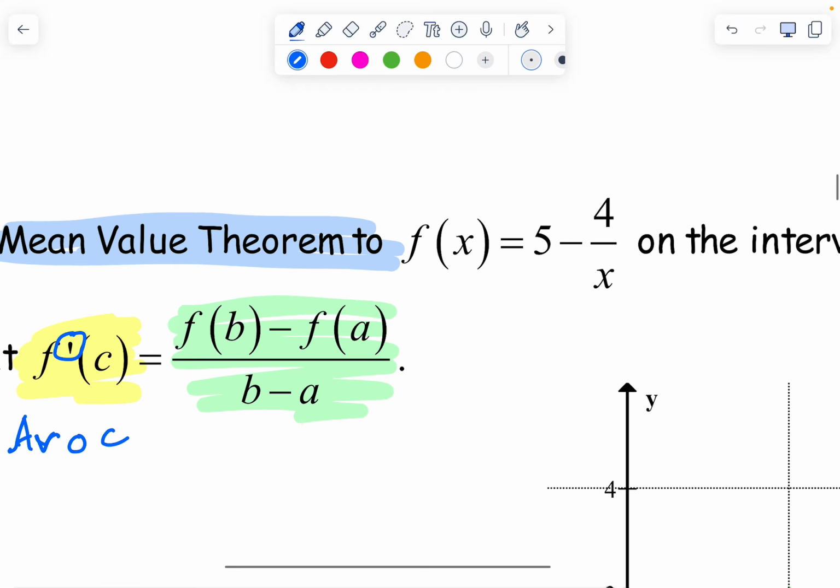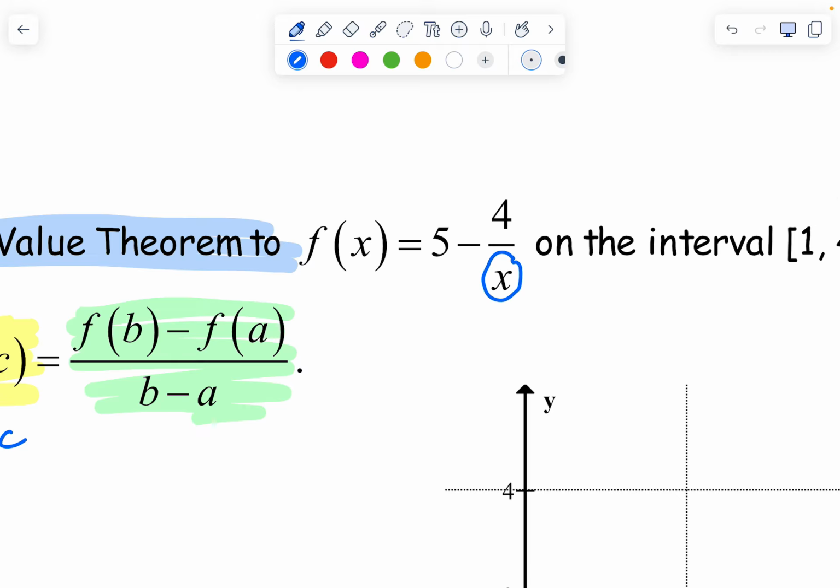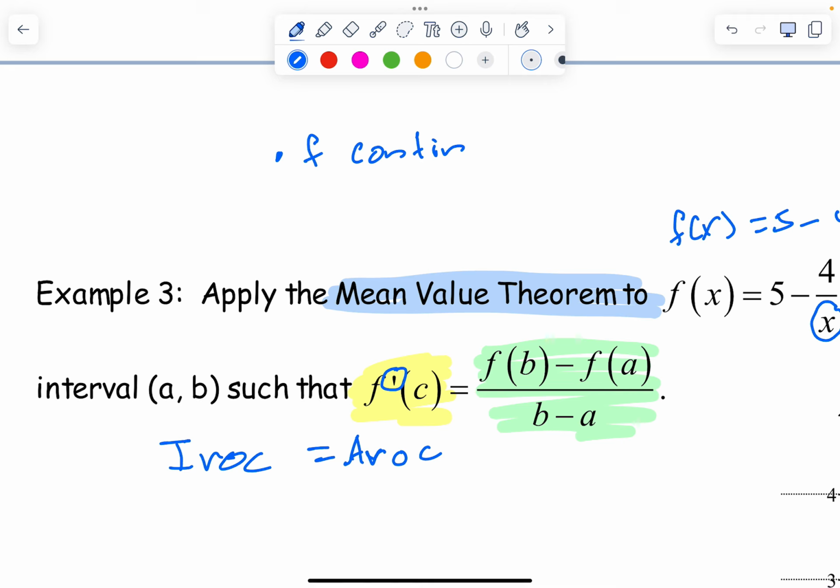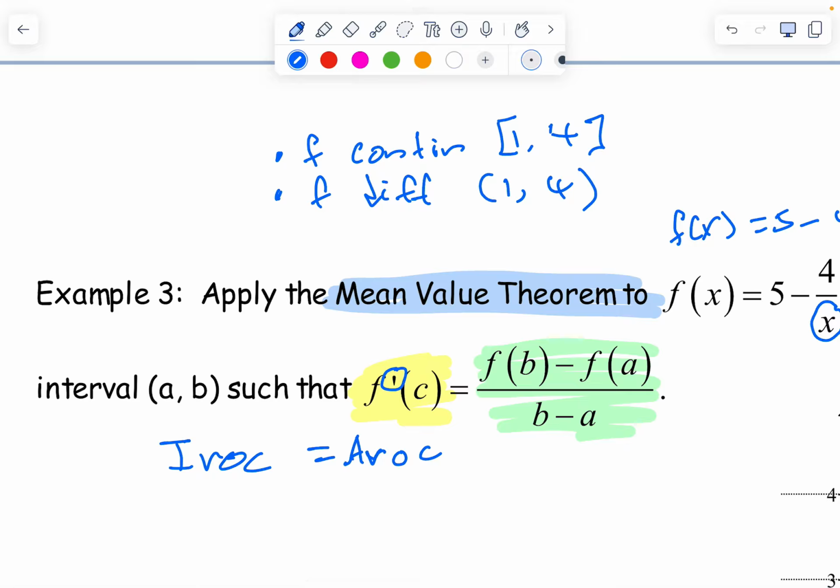So let's start by rewriting our function. On this one, we want to bring this up, so let's rewrite it as f of x equals 5 minus 4x to the power of negative 1. Before we apply this, we have to mention our 2 conditions from our flashcard. The first condition: the function is continuous on the open or closed interval? Look at your flashcard. Closed interval 1 to 4. And the function is differentiable on the closed or the open? Open. If you're wondering why it's open, it's because at the endpoint, you cannot find the slope. That's all it means.